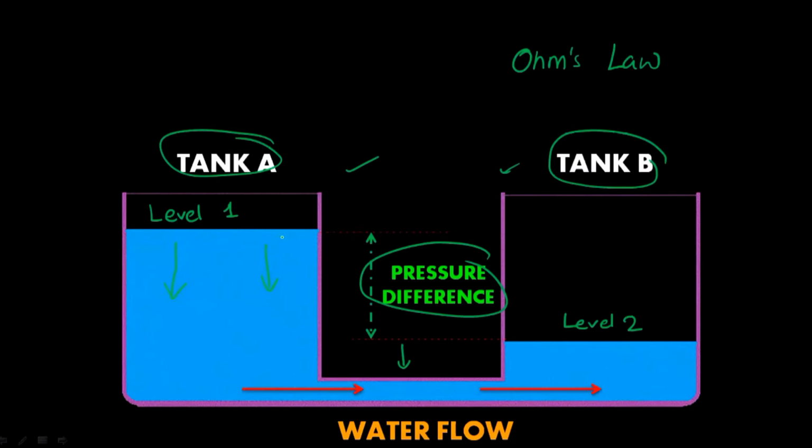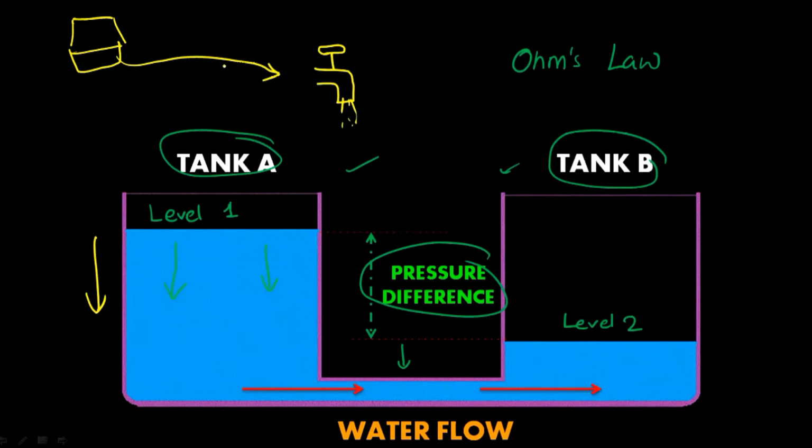Because the water level at tank A is at a higher potential than the water level at tank B, and we know that water will always flow from a higher potential to a lower potential due to gravity. In fact, that is the basic idea behind the water tap in our home. We get water through this water pipe because we have a water tank at the top of our terrace. Since there is a potential difference between the water tank and the tap, we get the water through the pipe.